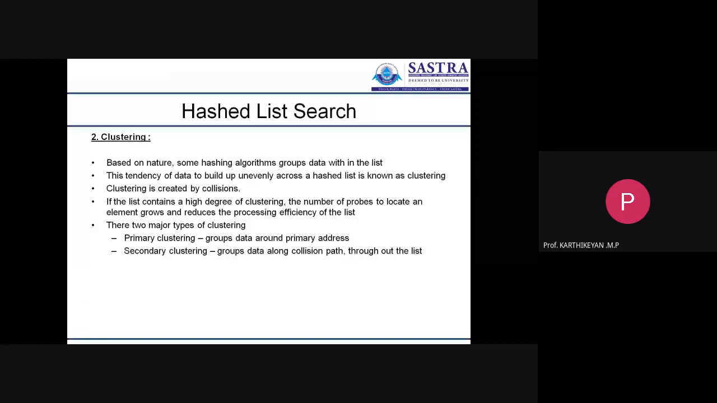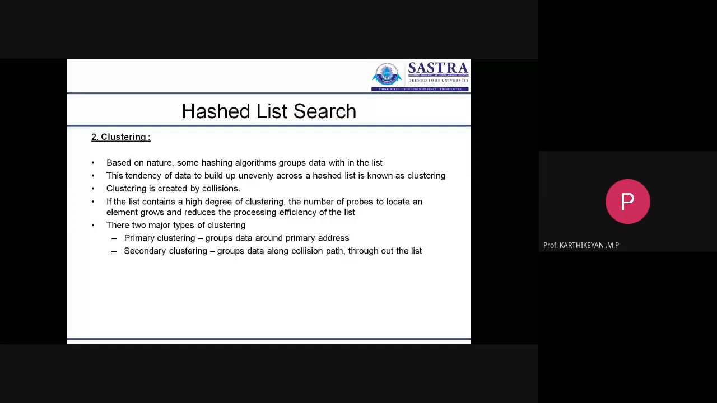Where the data resides, the next available location, whether it is near to the home address or far from the home address, based on that the clustering will happen. Clustering is simply a group of data. The group is either near to the primary location, that is the home address, or far from the home address. Based on that, we can categorize it into primary clustering and secondary clustering.